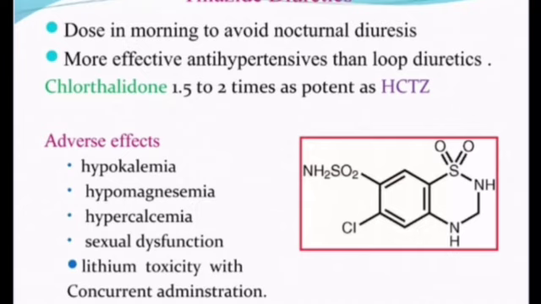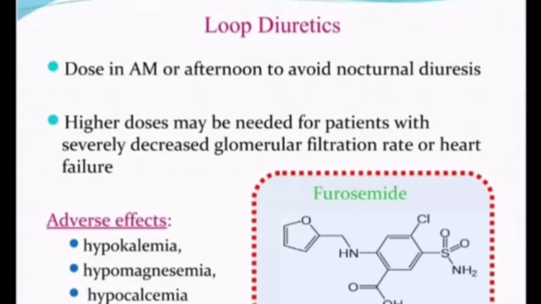Second one, loop diuretics. The dose is taken in the afternoon. Higher doses may be needed for patients with severely decreased glomerular filtration rate or heart failure. Adverse effects of loop diuretics are hypokalemia, hypomagnesemia, and hypocalcemia. A loop diuretic drug is furosemide. These are the loop diuretics' adverse effects and structure.